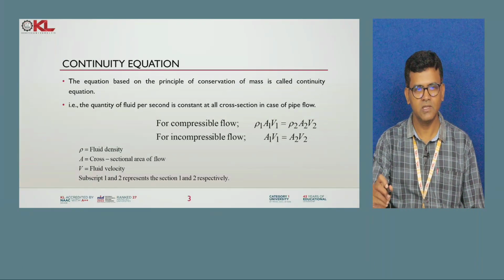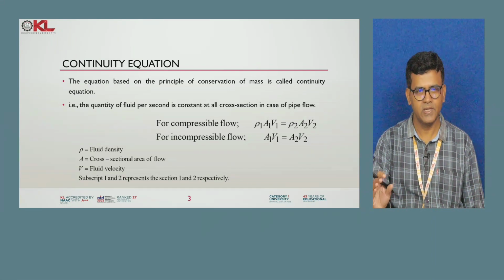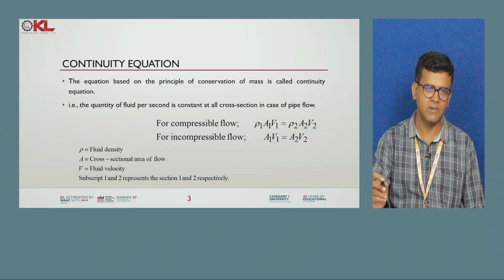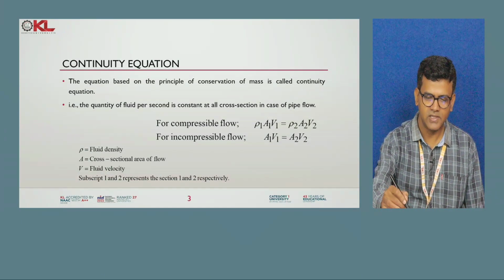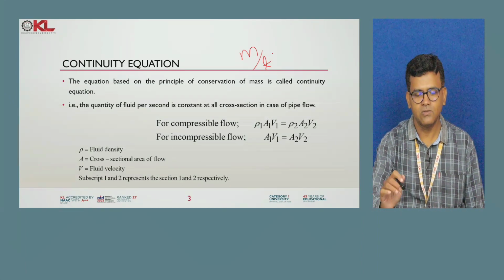Conservation of mass means the total fluid mass, the quantity of the fluid, that is the mass per unit time, is constant at all the cross sections in case of pipe flow or open channel flow. So the quantity of the fluid flowing per unit time is constant. Mass per unit time should be constant.